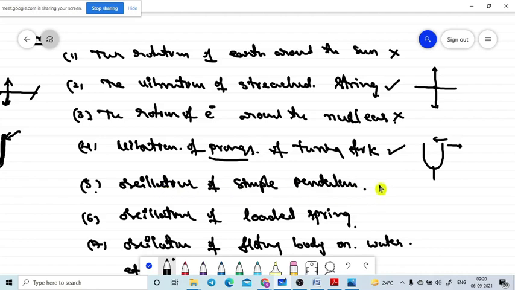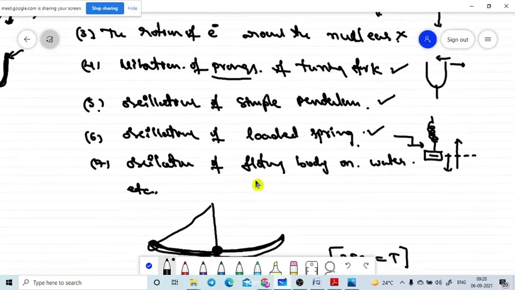Oscillation of the simple pendulum is oscillatory motion. Oscillation of a loaded spring: let me take this loaded spring. If it goes in the downward direction, again it will come to the same position. So it goes in a to and fro motion. The loaded spring is also a to and fro motion. Now the oscillation of a floating body on water: if the body goes downward, again it will come upward. It shows to and fro motion only. This is also oscillatory motion.